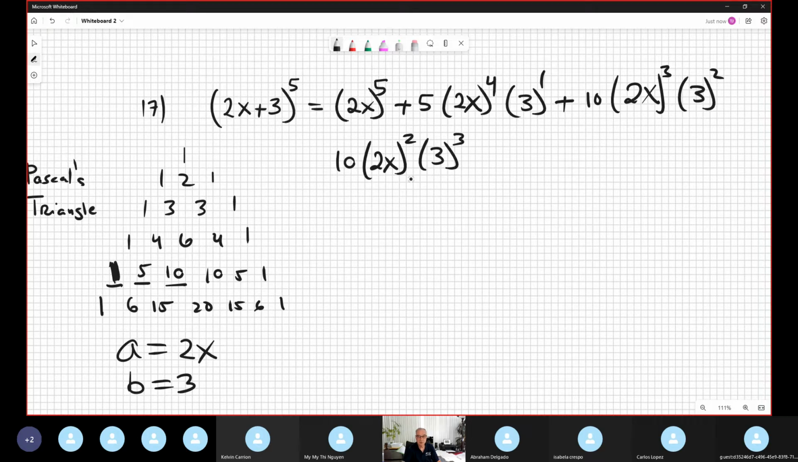3 plus 2 is 5. I did that. Now 5. 5 times 2x to the 1 power gets invisible. Well, okay, you're right. And 3 to the 4th power. Finally, 1. The 1 is invisible, and this is 3 to the 5th power. Do you understand this one very well?